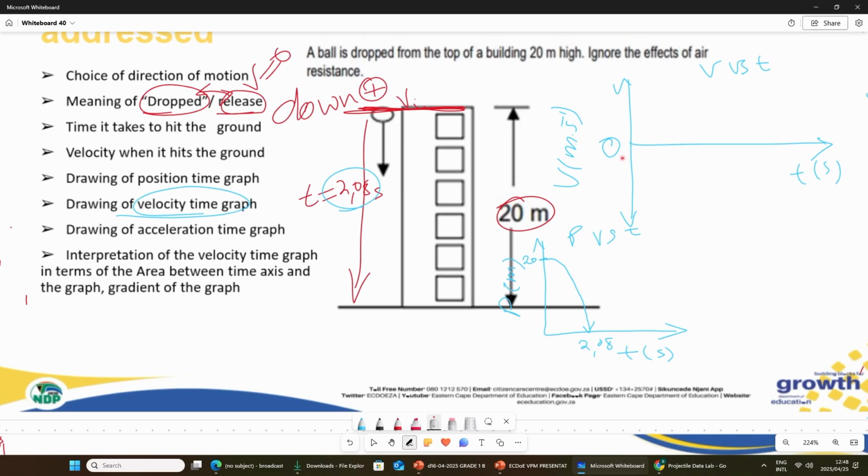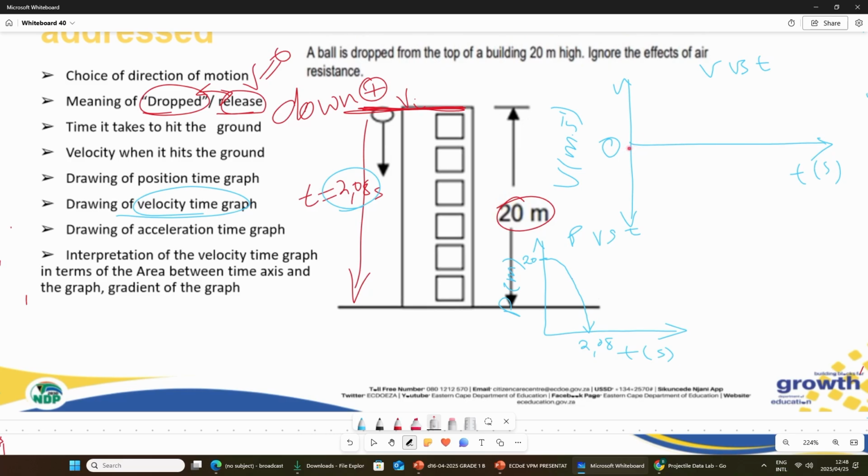Also remember that we took downward as positive. So this is the positive side, and this is the negative side in terms of the velocity. That means our graph needs to lie on the positive side as it goes downwards, starting from 0, since the initial velocity is 0.